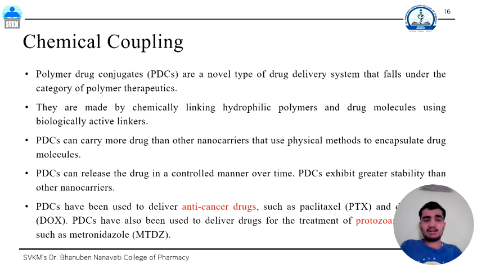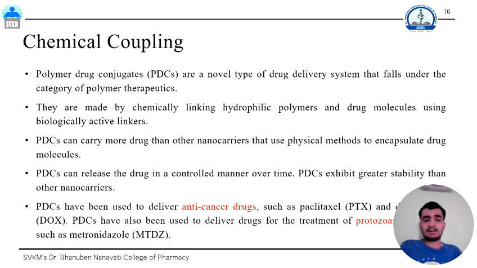In chemical coupling, there is a polymer drug conjugate, which is a novel type of drug delivery system which falls under the category of polymer therapeutics. They are made by chemically linking hydrophilic polymers and drug molecules using biologically active linkers. Polymer drug conjugate can carry more drug than nanocarriers that are physical methods to encapsulate drug molecules. They can release the drug in a controlled manner over time and exhibit a greater stability than other nanocarriers. It has been used to deliver drugs such as anti-cancer drugs, that is paclitaxel and doxorubicin.